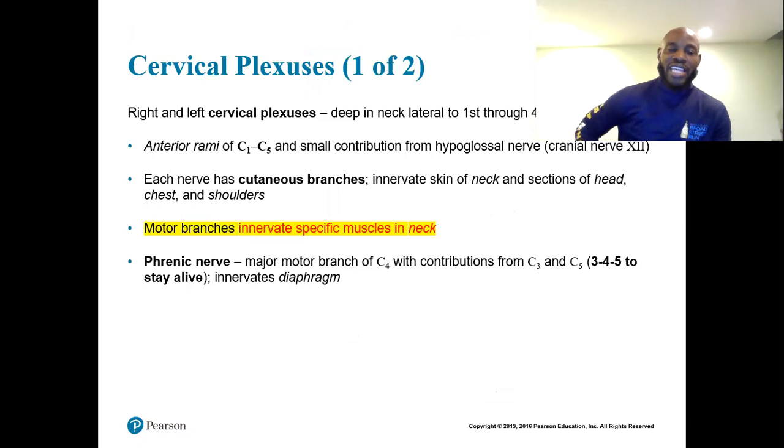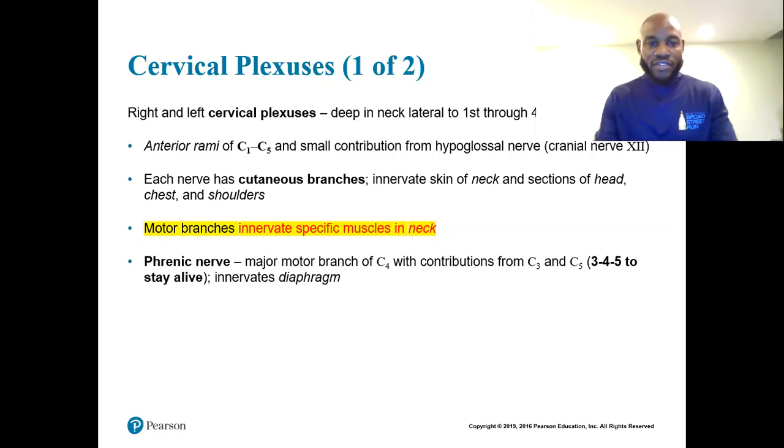All right, so the anterior rami, so the anterior section of nerve that's coming off of the spinal nerve going towards the anterior front of the body, anterior rami. All right, so we're talking about the right and left cervical plexus, cervical, most superior portion of your spinal cord. Deep to the neck, lateral to the first through fourth cervical vertebrae, the anterior rami of C1 through C5. So C just means cervical, and small contribution from the hypoglossal nerve.